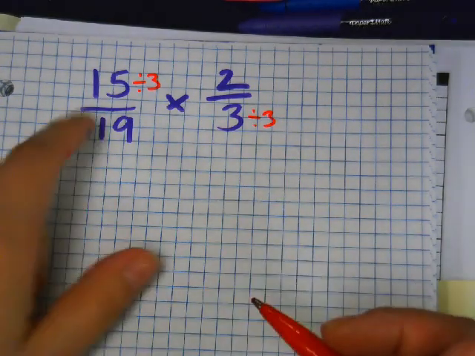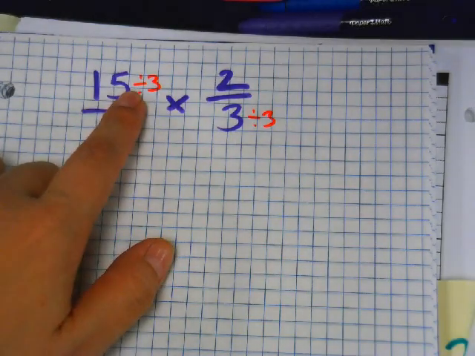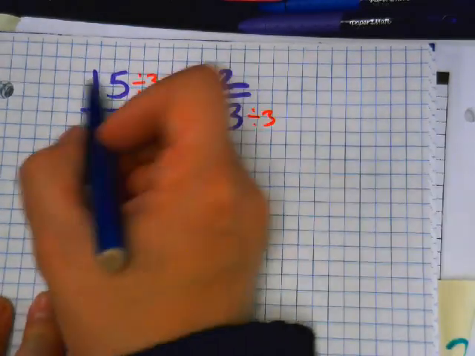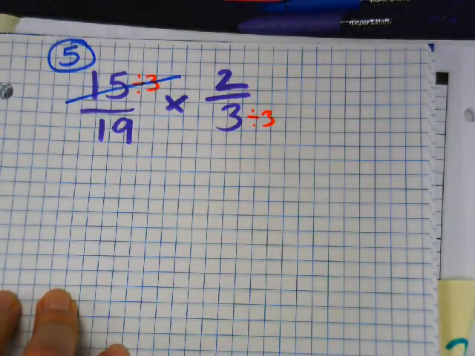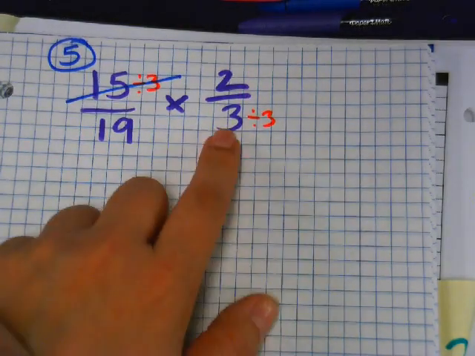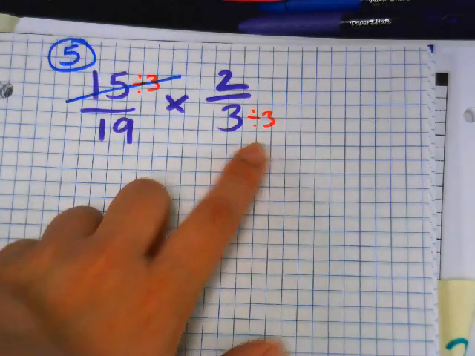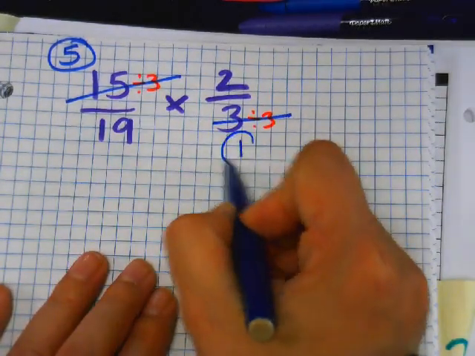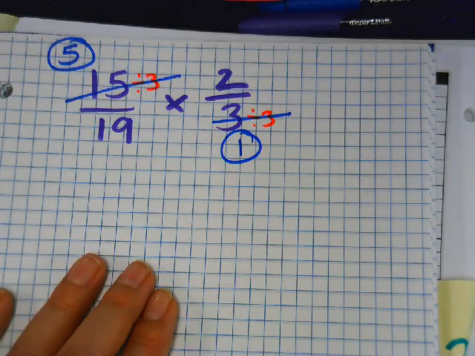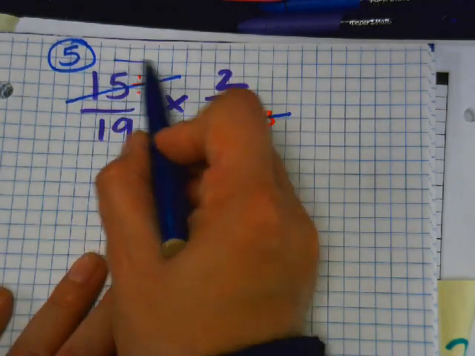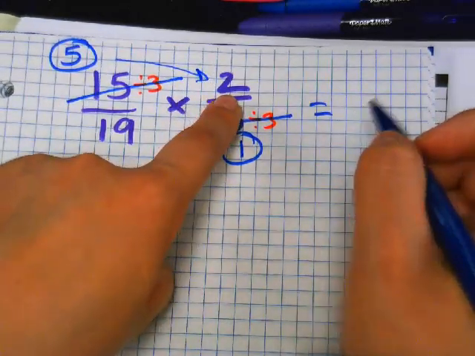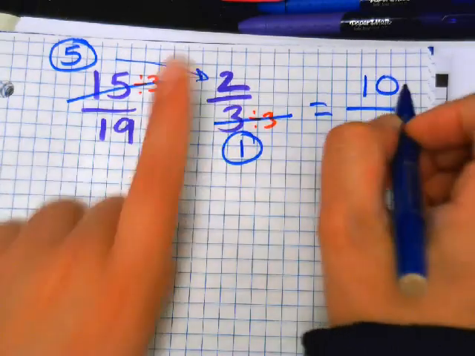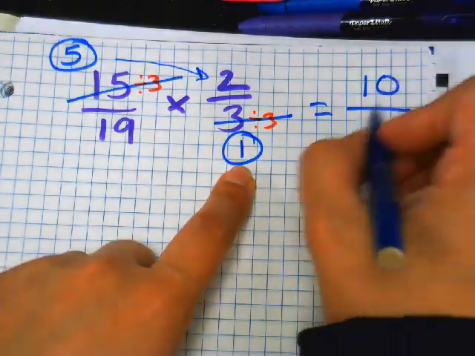All right. What's 15 divided by 3? 5. So we cross this out, and now we're just left with 5. 3 divided by 3. 1. We cross that out, we're just left with 1. Now we multiply straight across. What's 5 times 2? 10. What's 19 times 1? 19.